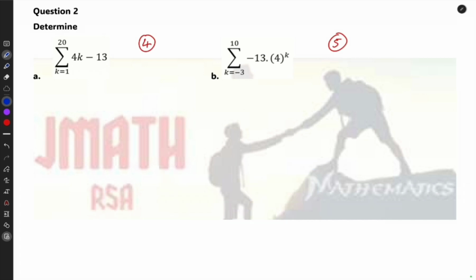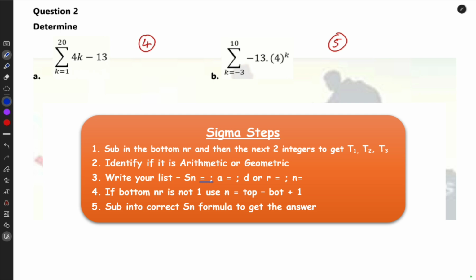Question 2. So now we're getting into real sigma sums. And remember, the steps with sigma, always sub in your first 3 terms, starting at the bottom number, and then just one more and one more. That will help me to identify, is it an arithmetic or a geometric sequence? Then I make my list, and then I do Sn. So let's go for it.